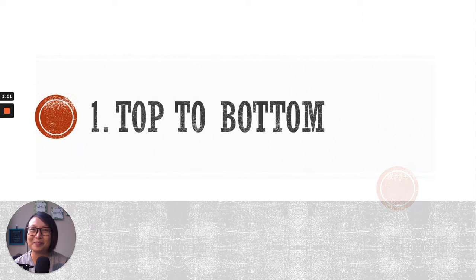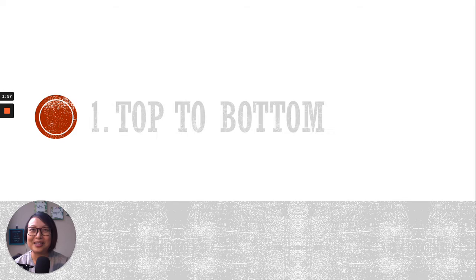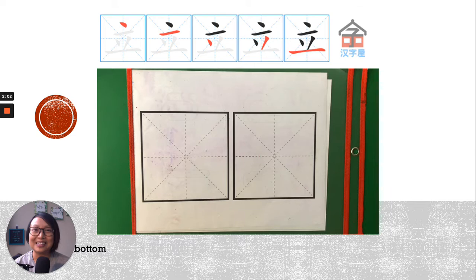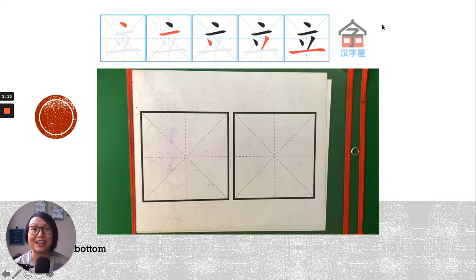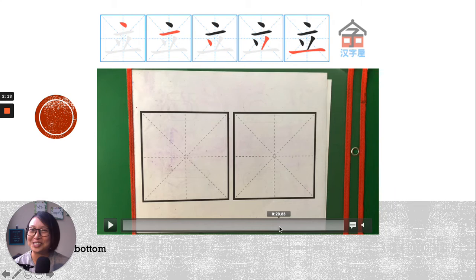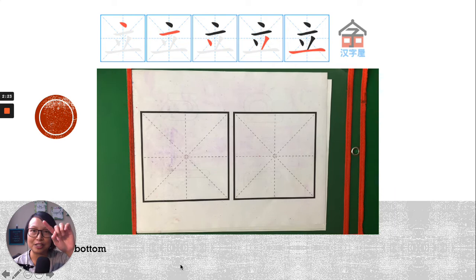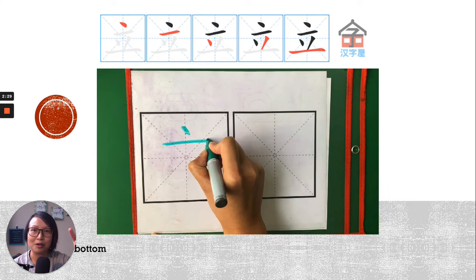The first rule, top to bottom, pretty straightforward, right? Let's take a look at this Chinese word. This is the word lập, to stand. I'm breaking it down into different steps so it is easier for you to see. When we are writing this word, we start with the very top dot, dim, and then we go down to the next strokes, another dim, pit, wang.